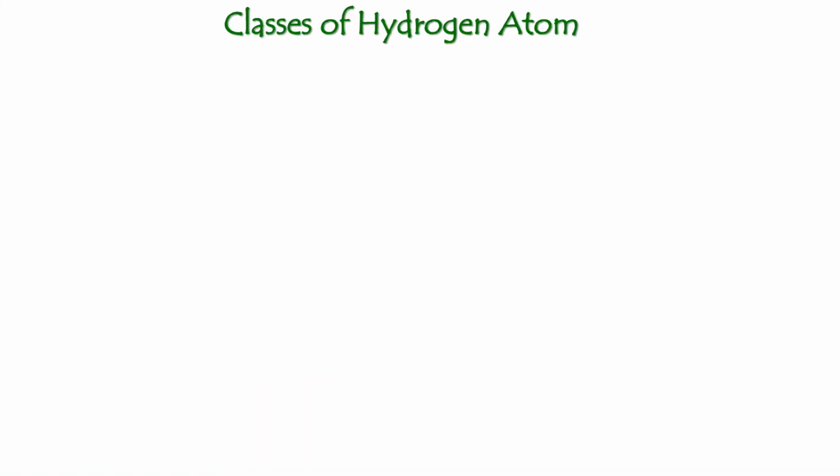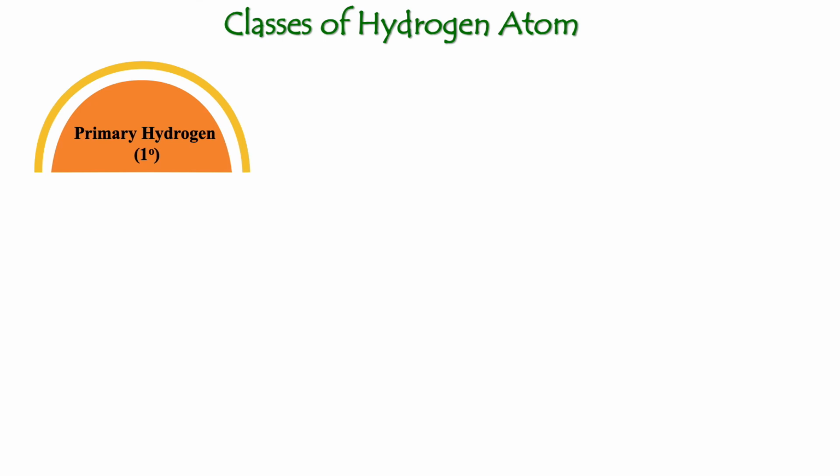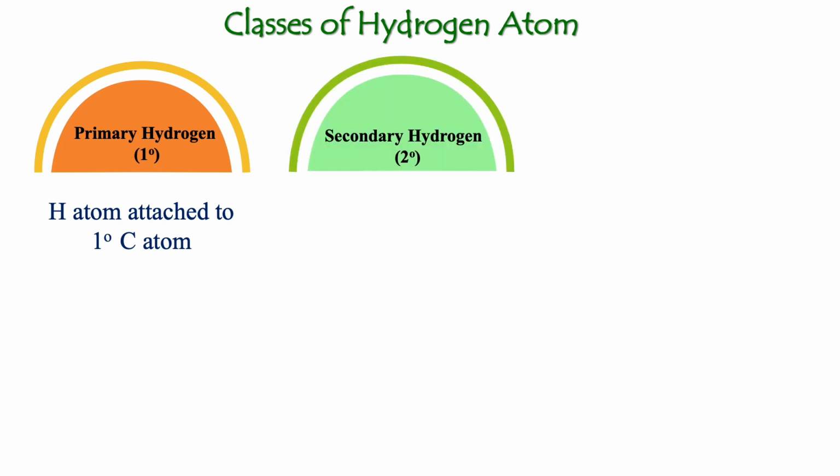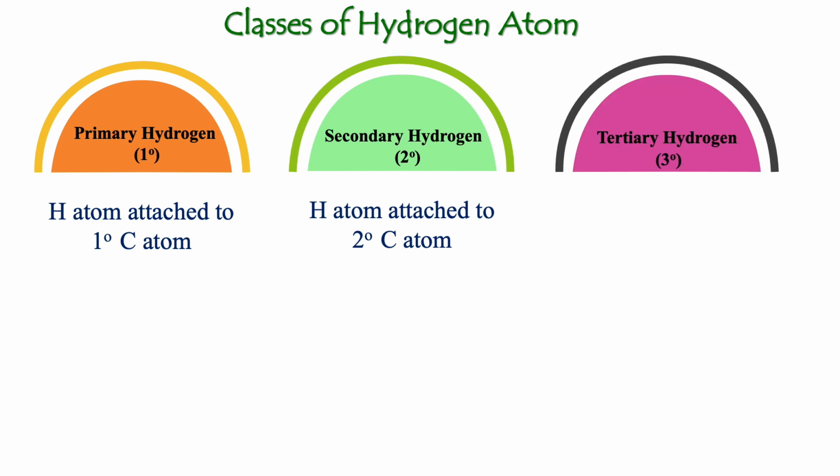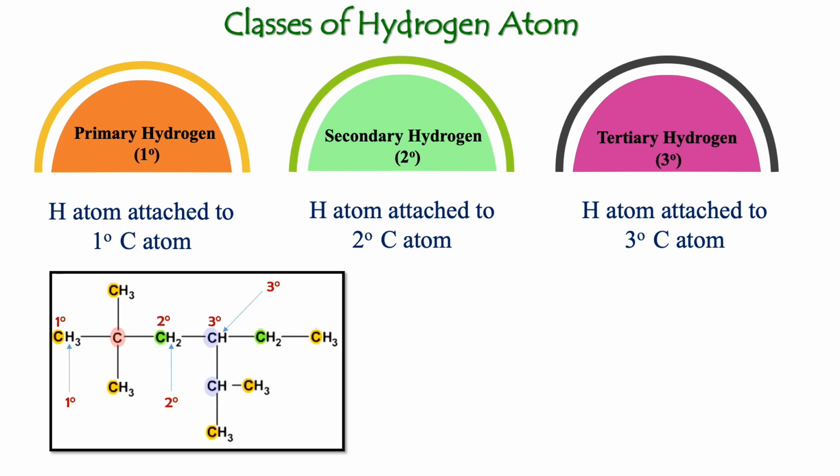Next, let's look at the classes of hydrogen atom. The first one is primary hydrogen, where the H atom is attached to a primary carbon atom. The next one is secondary hydrogen, where the hydrogen atom is attached to a secondary carbon atom. And the last one is tertiary hydrogen, where the H atom is attached to a tertiary carbon atom. In general, the classes of hydrogen atom will follow the classes of carbon atom.